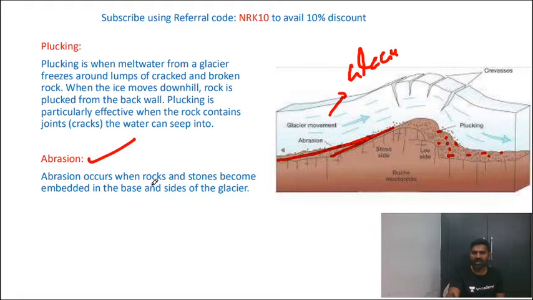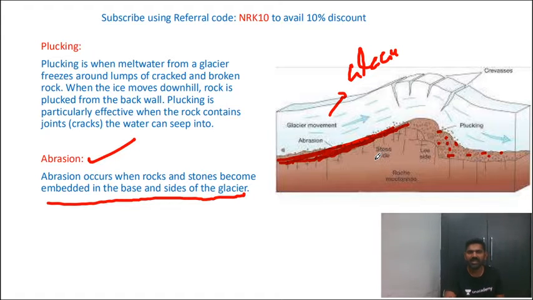Abrasion occurs when the rocks and stones become embedded in the base and sides of the glacier. Now there is unevenness here. When the glacier is moving over it, because of the force exerted by the glacier, that will become even. You would have seen a road roller. When a road roller is moving on a muddy surface, the surface becomes even. When they are laying down roads, they move a road roller over it to make it even. That's called abrasion.